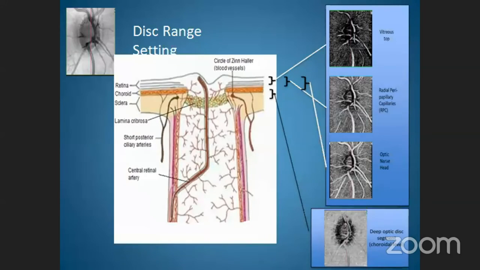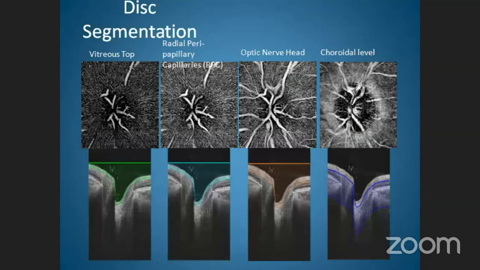Besides this, in glaucoma patients, the optic nerve head can also be scanned, and 4 sections of the optic nerve head are seen: the vitreous top, the radial peripapillary capillaries, the optic nerve head, and the choroidal level. So in pre-perimetric glaucoma, we have found that there is a loss of the radial peripapillary capillary.